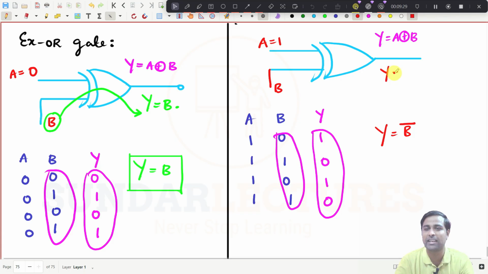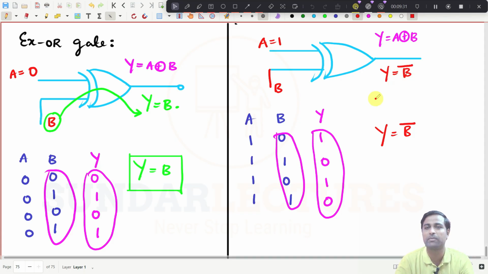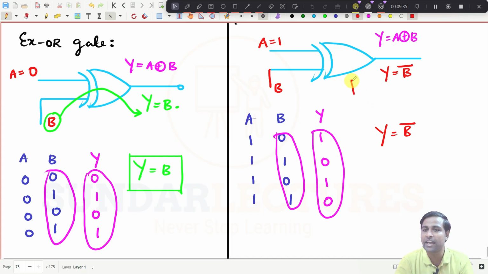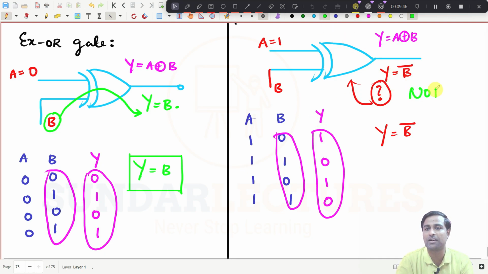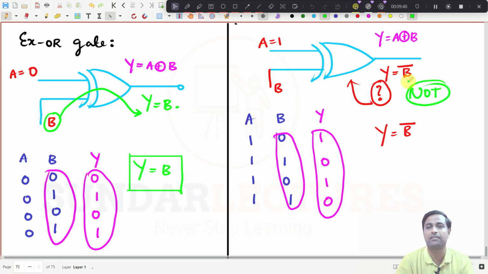So what I will get down here: Y is equal to B bar, I will be is equal to B bar. Now, what is this gate? What is it actually performing here? Obviously, it performs a NOT gate operation. Right?